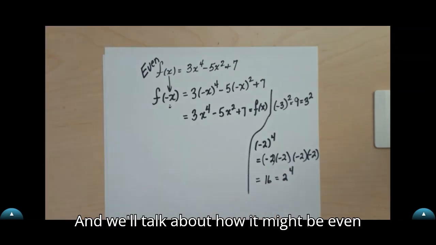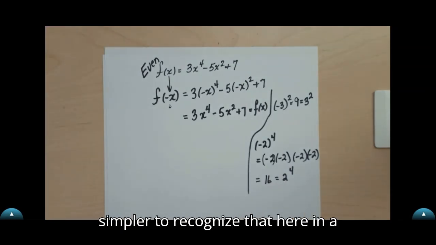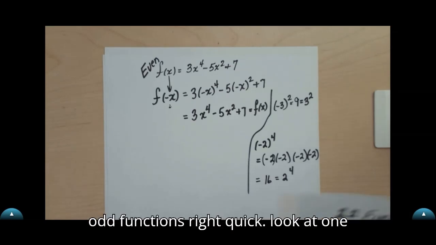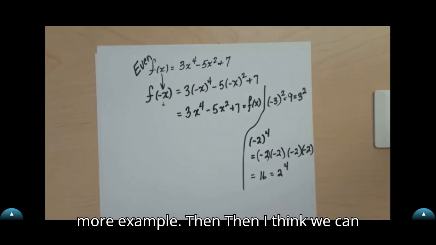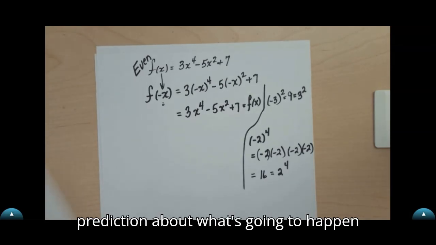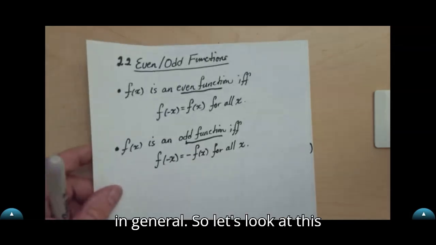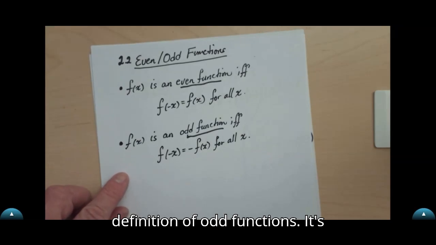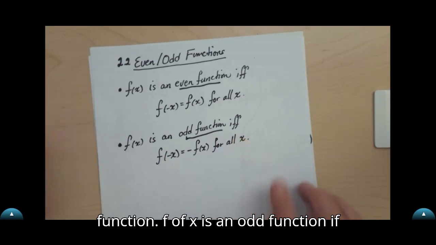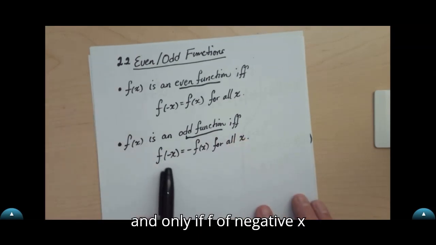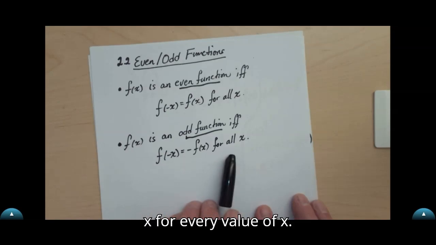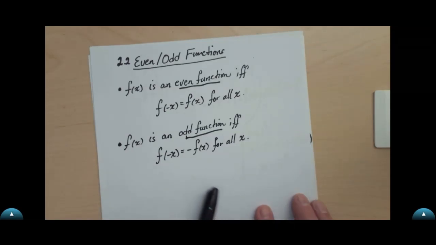And we'll talk about how it might be even simpler to recognize that here in a minute. But let's go back and talk about odd functions right quick, and we'll look at one more example. Then I think we can begin to make a prediction about what's going to happen in general. So let's look at this definition of odd functions. It's almost like the definition of even function. f of x is an odd function if and only if f of negative x is equal to negative f of x for every value of x.